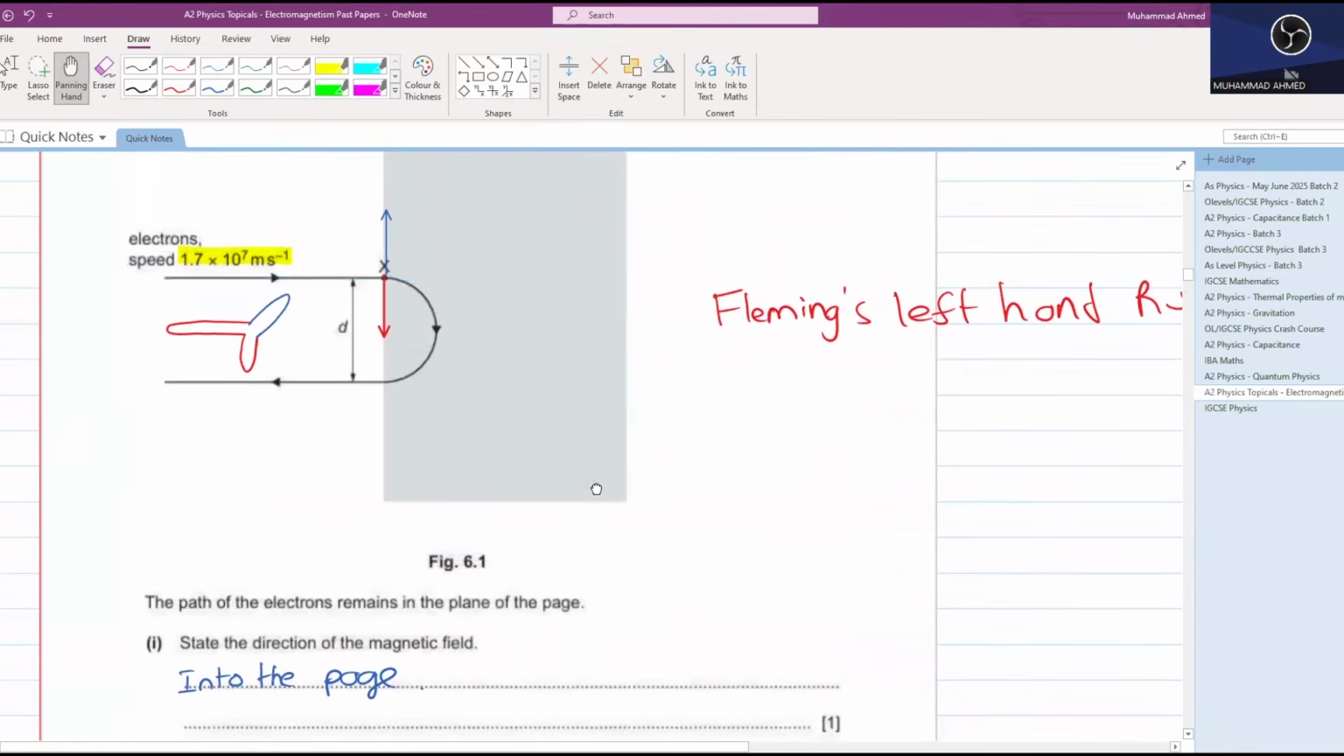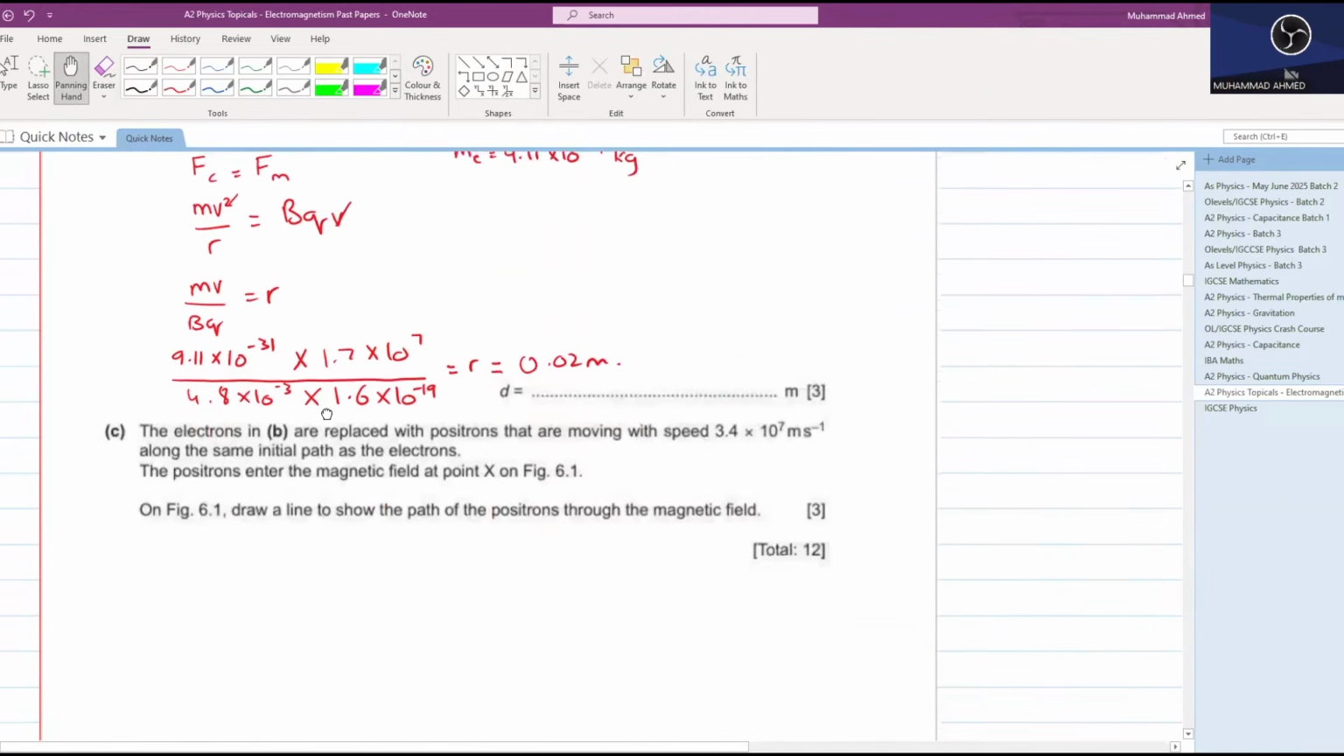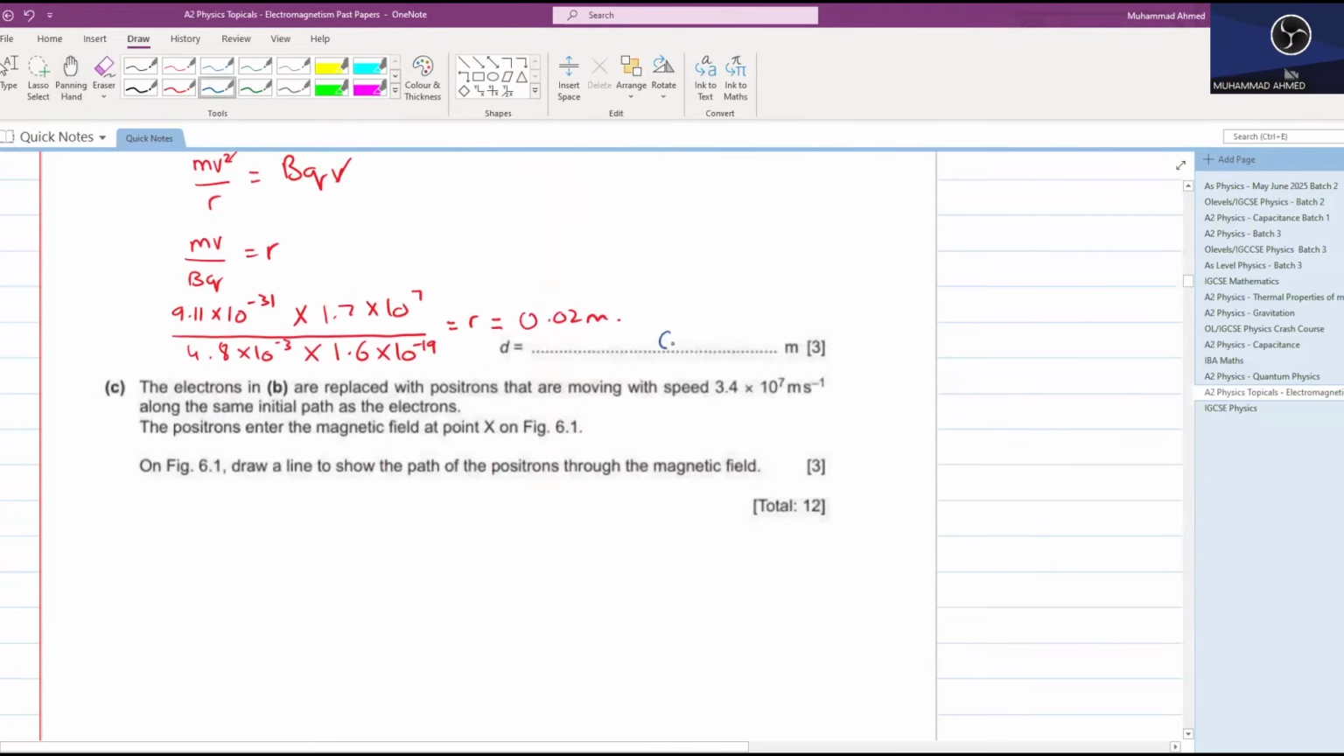What is R? R is half of D. If you take another R, R plus R will be equal to D. So D is equal to 2R. D will be equal to what? 2 into 0.02, which is equal to 0.04 meters. So let's write D as 0.04 meters.